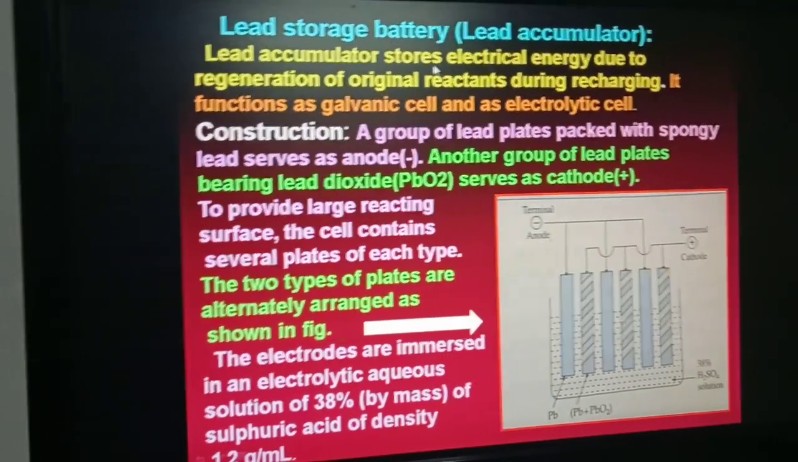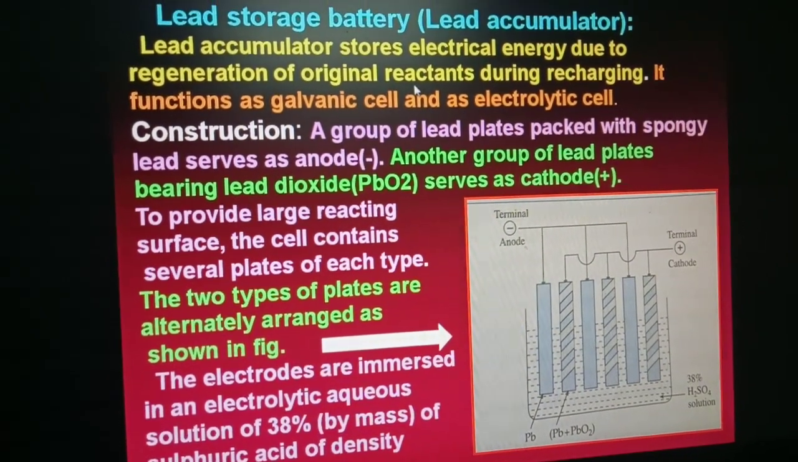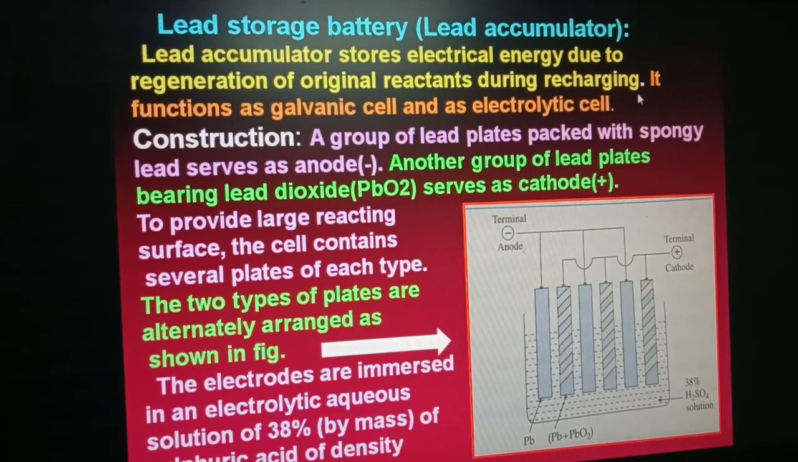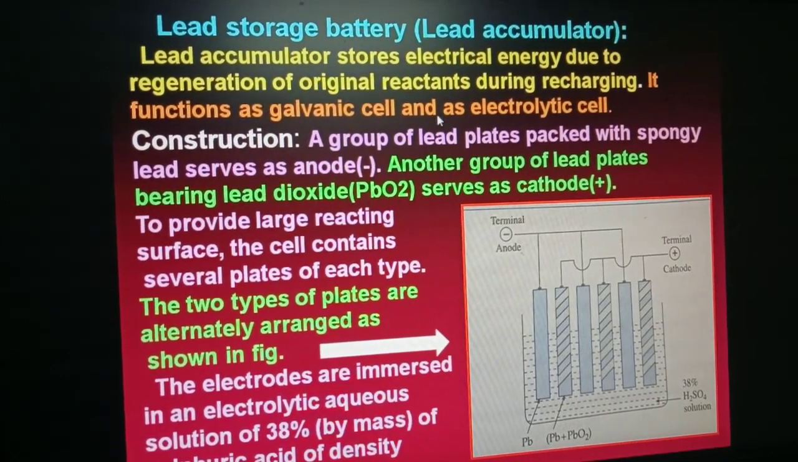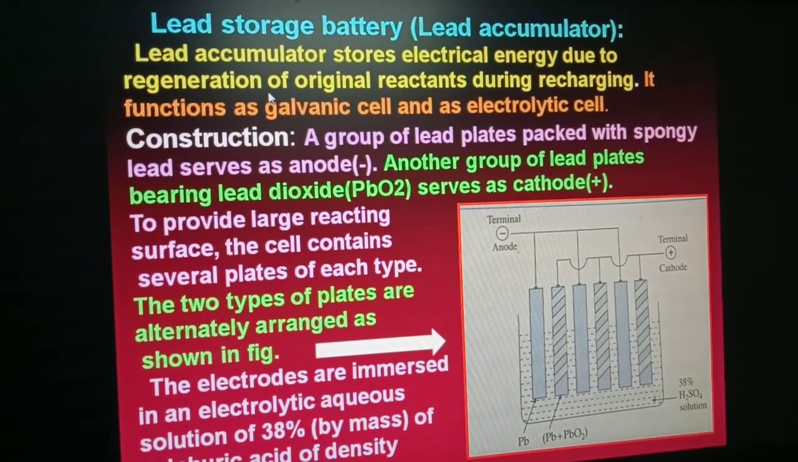Lead accumulator stores electrical energy due to regeneration of original reactants during recharging. It functions as a galvanic as well as an electrolytic cell. That means in this lead storage battery, there is conversion of chemical energy into electrical energy when it works as a galvanic cell, and when it works as an electrolytic cell, there will be conversion of electrical energy into chemical energy.